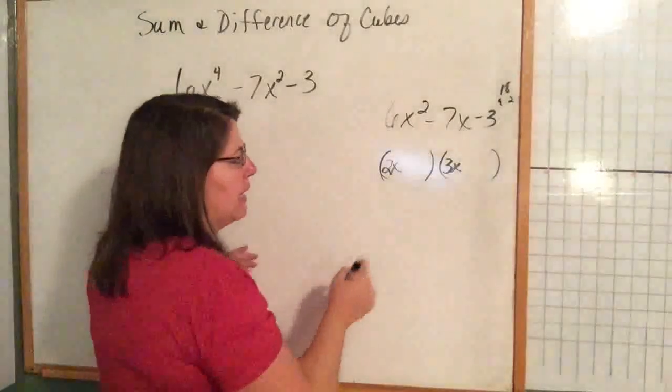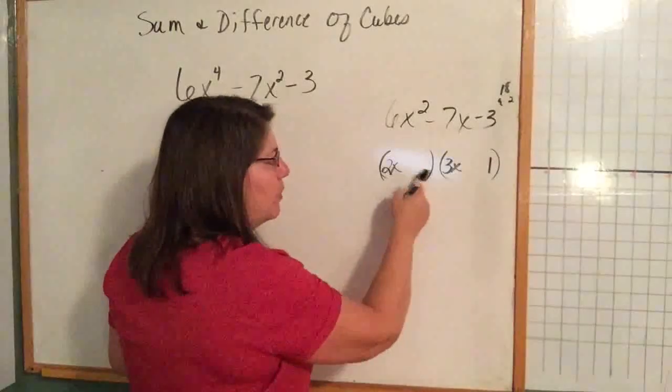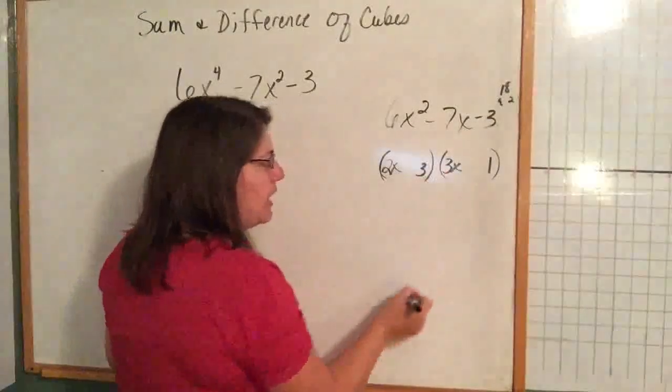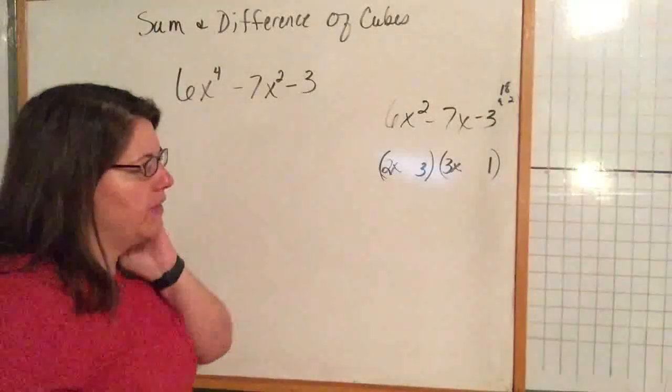And then to get 2x times what would give me a 2? Well, that's 1. 3x times what would give me a 9? That's 3. And then 3 times 1 is the 3. So just to kind of review the factoring of that trinomial.